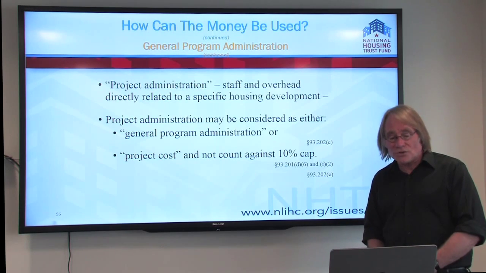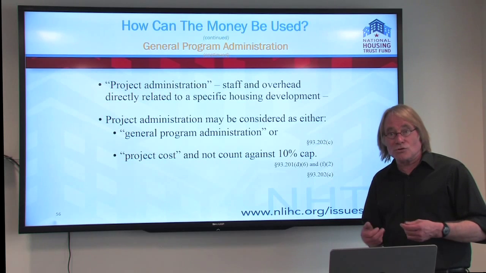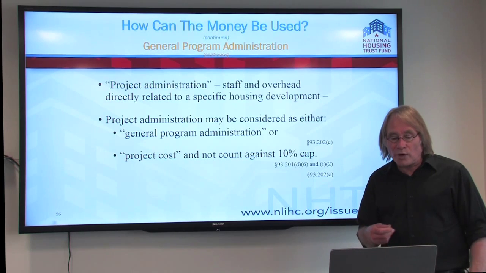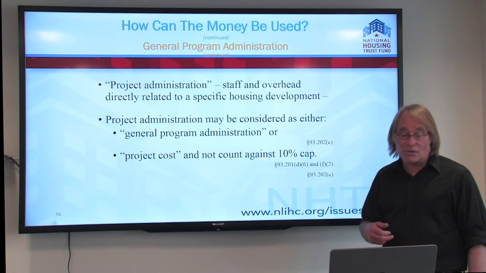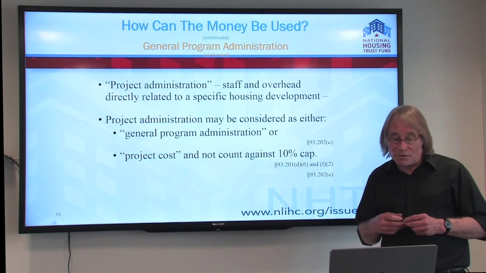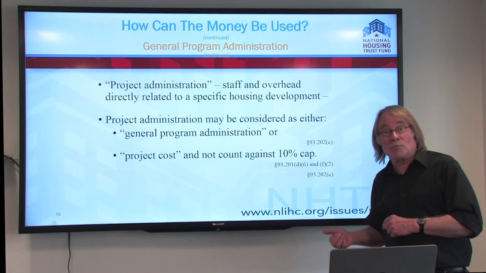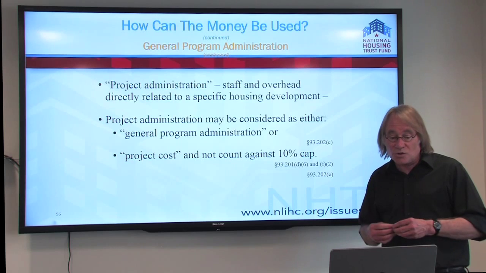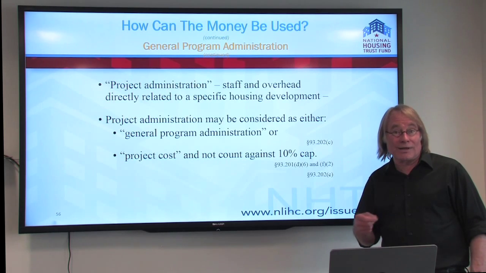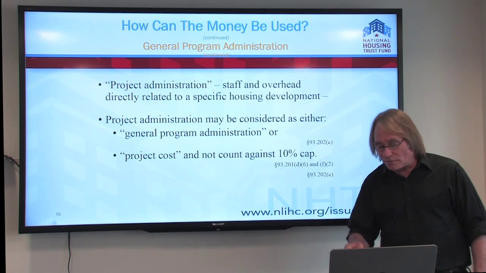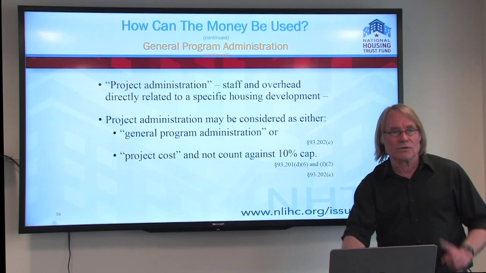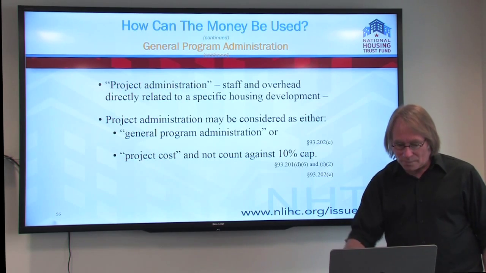The interim regulations allow jurisdictions two options in this regard. Program administration can either be considered as general program administration and therefore subject to the 10% cap, or as just project costs and not count against that 10% cap. Developers and states will have to look very carefully at this on a project-by-project basis.